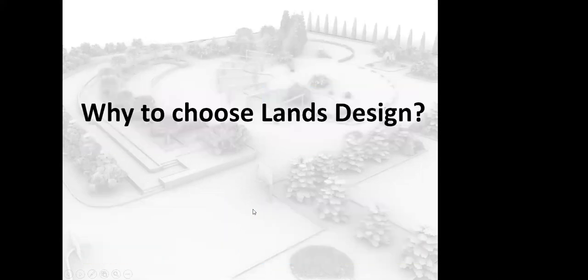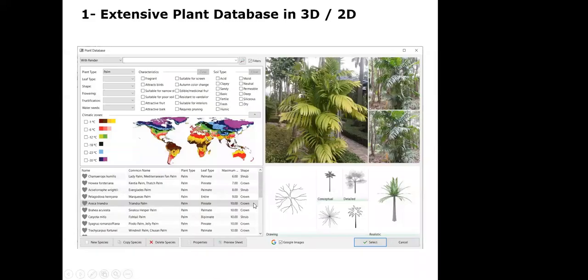Okay, so why choose Lens Design? First of all, it includes an extensive plant database with many different plant species that include the 3D representation and also a 2D crown for displaying purposes. From this plant database, as we will see later on, you can search for one specific plant species according to different filters, and then insert it in the model and have it ready to render or to show it in plan view. We'll see that later in more detail.